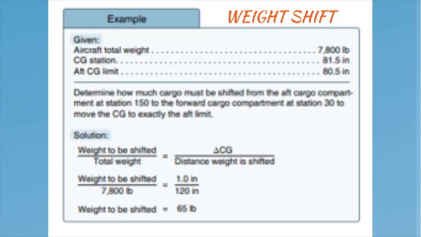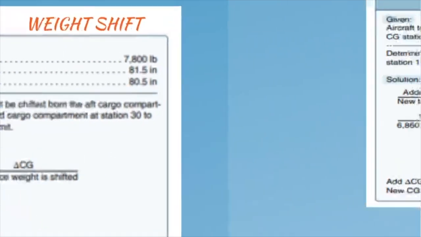Then you're looking for the weight to be shifted. So just replace the numbers, the difference of the CG, the total weight, and distance weight is shifted. And the conclusion for this example is exactly 65 pounds weight can be shifted from the aft cargo compartment at the station 150 to the forward cargo compartment at the station 30 to move the CG to the aft limit.